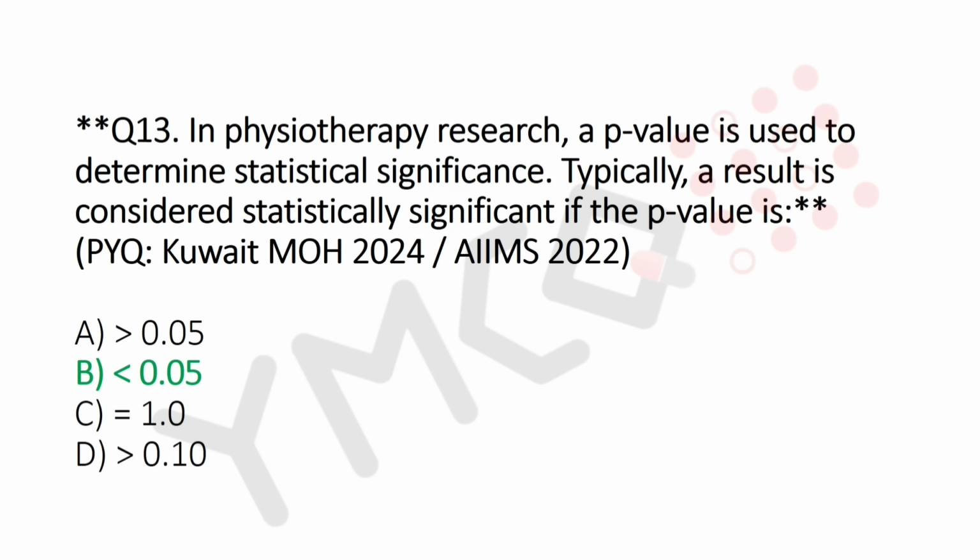A p-value of less than 0.05 means there is less than a 5% probability that the result of the study happens by pure chance. Okay. Now let's move to question number 14.